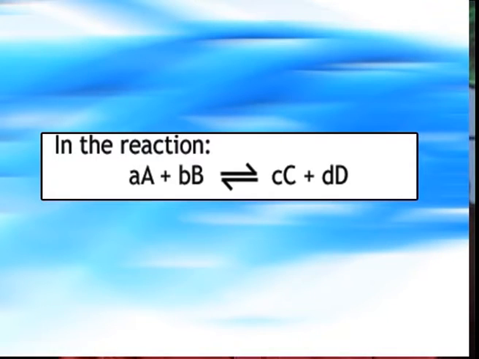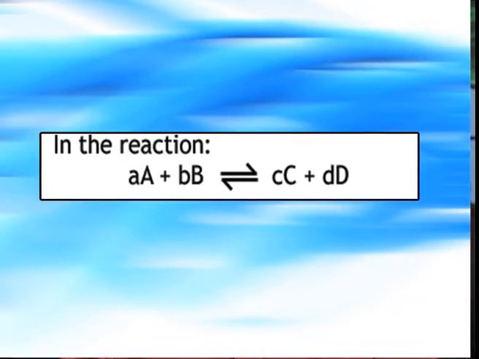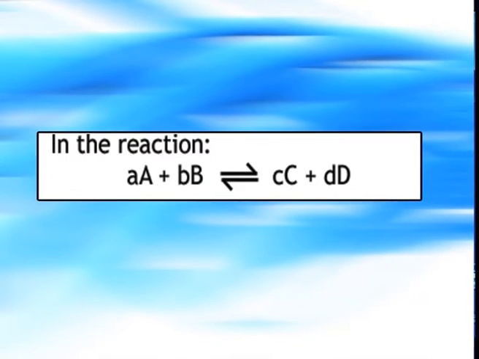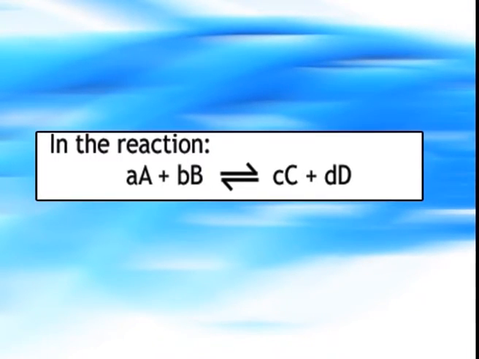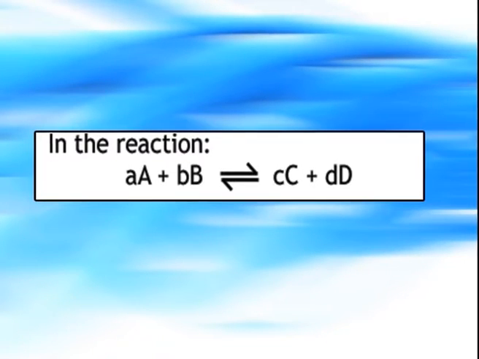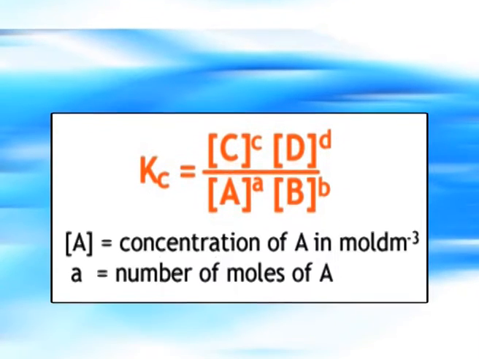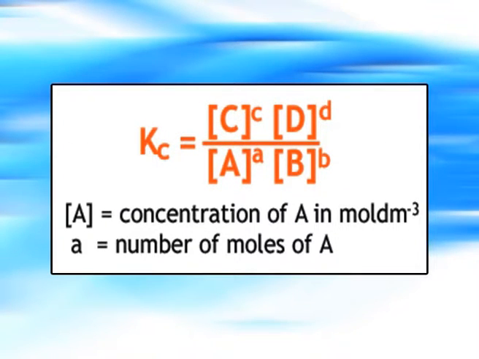In a more generalized reaction, if a moles of substance A reacts with b moles of substance B to form reversibly c moles of substance C and d moles of substance D, then the equilibrium constant K is defined as concentration of C to the power of c times concentration of D to the power of d divided by concentration of A to the power of a times concentration of B to the power of b.